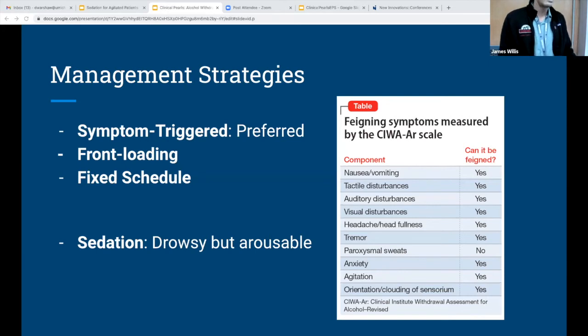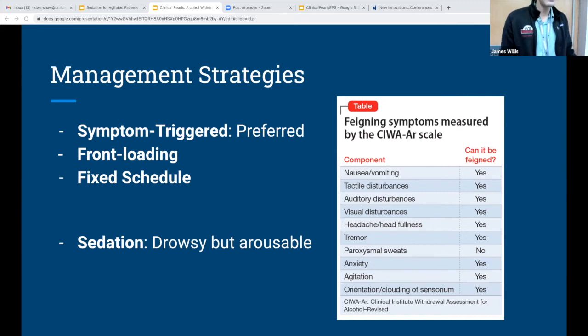There's your front loading approach where, say you have a patient with history of DTs or withdrawal seizures, or they have significant comorbidities and you don't think they'd be able to handle going through DTs or a seizure, like just their body would not be able to handle the hyperadrenergic state. This option is like, say, giving Valium 10 milligrams Q5 to 10 minutes until you reach the sedation goal of drowsy but arousable.